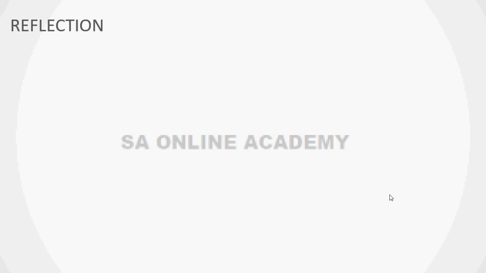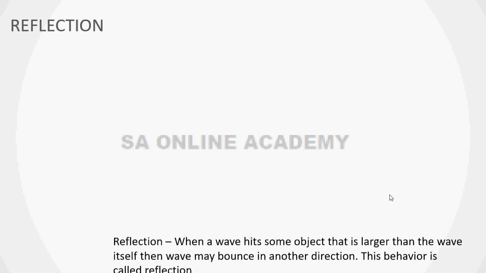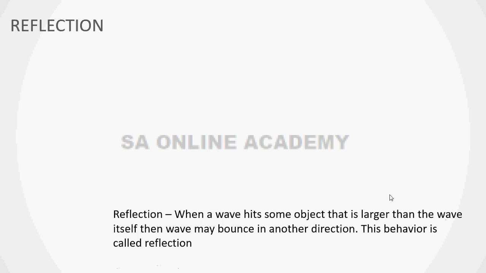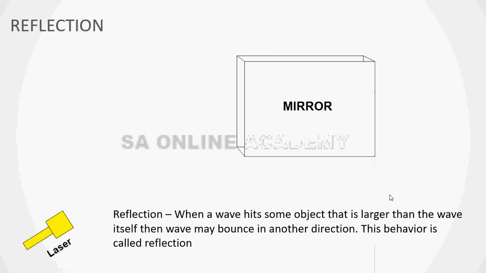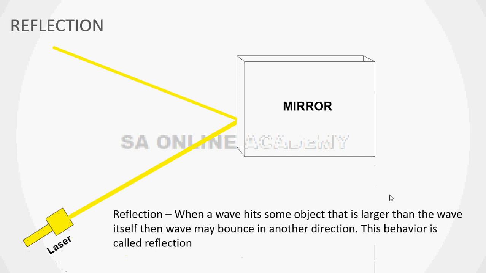Next is reflection. So refraction is bending. Reflection is when a wave hits some object that is larger than the wave itself, then the wave bounces in another direction. When the wave bounces, it starts moving in a different direction, as shown in the example. A laser or light hits the mirror and gets reflected totally in another direction. There are two major types of reflection, sky wave and microwave.